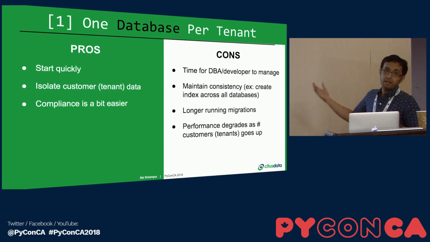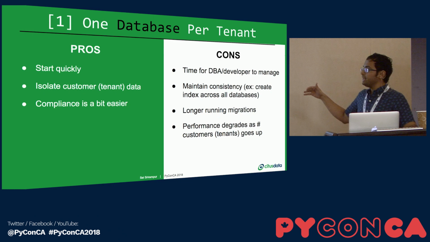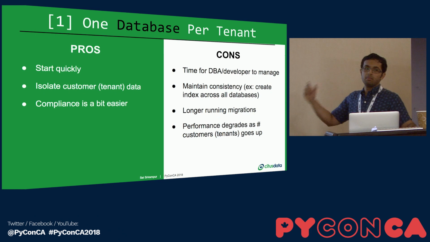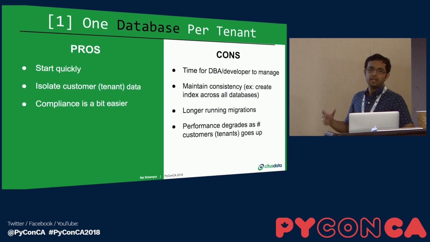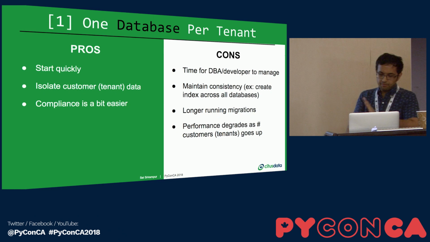The third is longer running migrations, because as the number of databases grows, you need to apply all your models. Say you have hundreds of models across all those databases. Hence, if you want to run a migration suite or a test suite, it takes longer to run. Last but not least, as the number of databases in a single Postgres server increases, performance tends to degrade. The reason is that the number of tables would increase, the catalog tables would grow large, hence your performance would also suffer. This is something we have seen very commonly with our customers. This is the first approach.